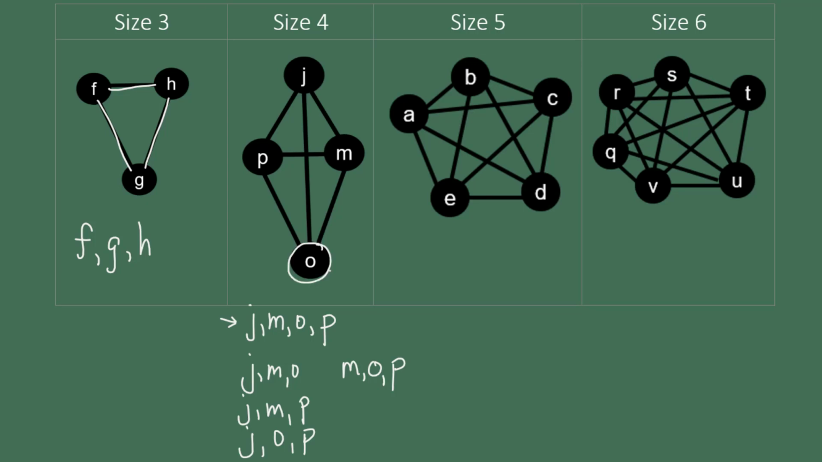Now O. If I only go forward in the alphabet, I can only go to P. From there, I can't go back to J or to M, so I can't form a triangle. So it's not possible to use O, and for the same reason, it's not possible to use P to start an entirely new triangle.